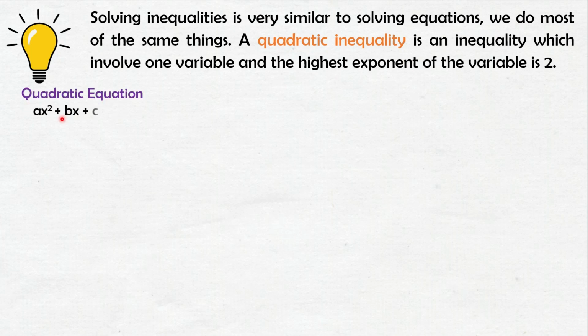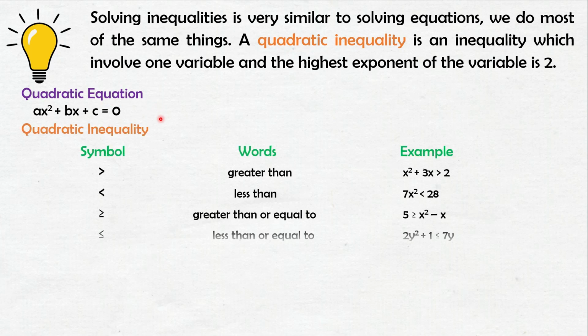Okay, we have the quadratic equation ax squared plus bx plus c equals 0. Dito, makita natin na ginagamit nating sign ay equal sign since this is quadratic equation. But for quadratic inequality, gagamit tayo ng iba-ibang symbol. So, ito yung mga symbols niya. The symbol is greater than. Example, x squared plus 3x is greater than 2. Ibig sabihin niyan, itong expression na nasa left side ay mas malaki kumpara sa expression na nasa right side.